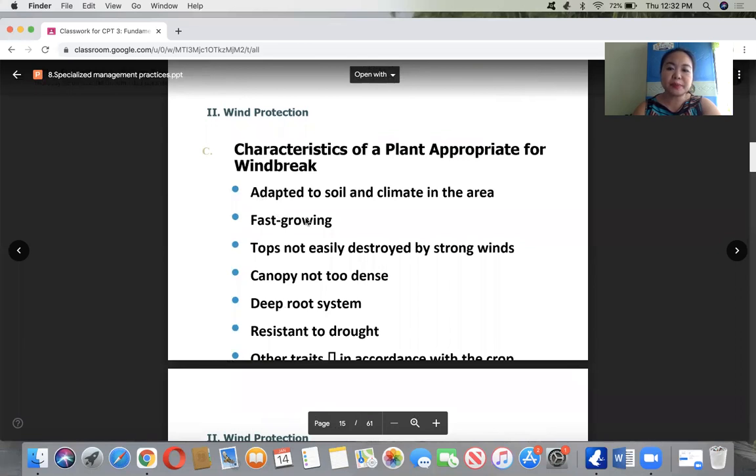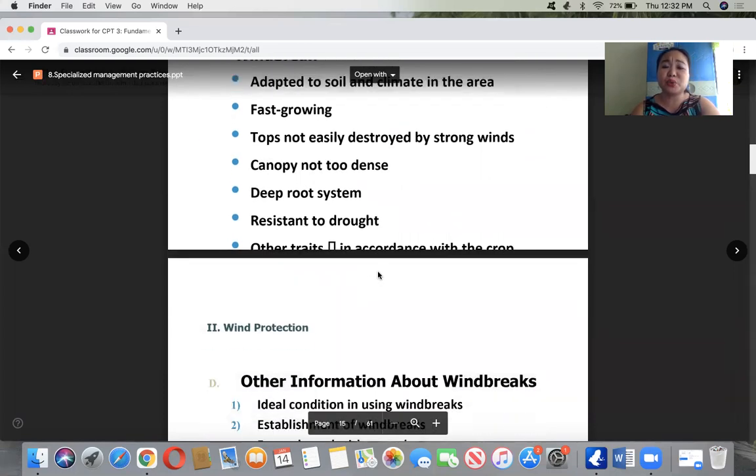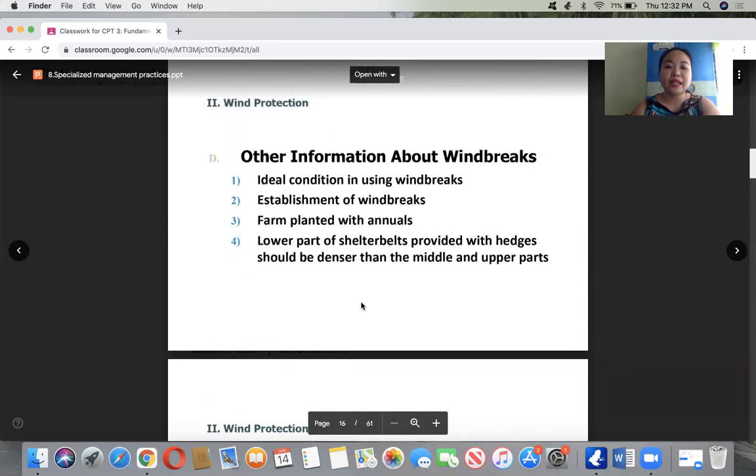Characteristics of an appropriate plant for windbreak. This crop should be adapted to the soil and climate in the area and be fast growing. Crops should not be easily destroyed by strong winds, and the canopy should not be too dense. And importantly, they must have a deep-rooted system and be resistant to drought, and other traits in accordance with the crop.